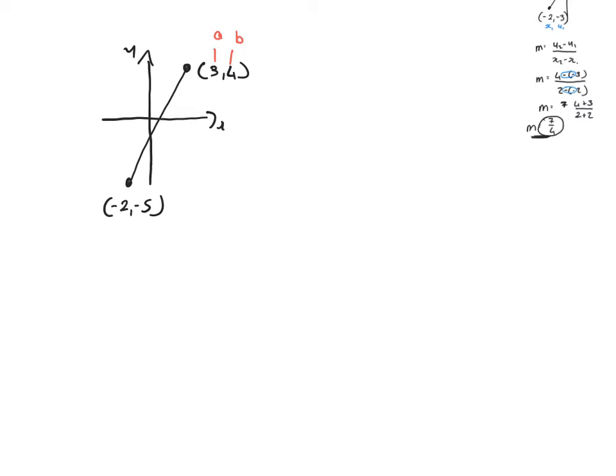I then want to find the gradient M. So it's going to be first x coordinate, first y coordinate, second x coordinate, second y coordinate. M equals y2 minus y1 over x2 minus x1, which is 4 minus -5 over 3 minus -2.